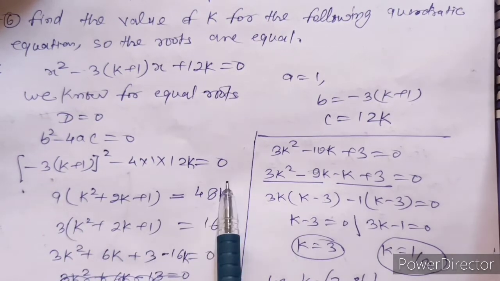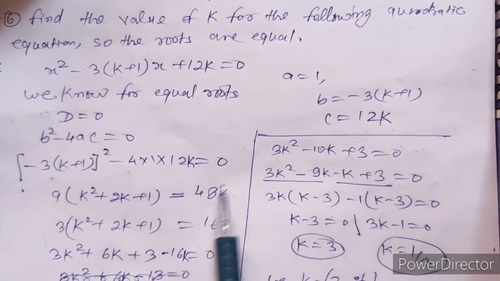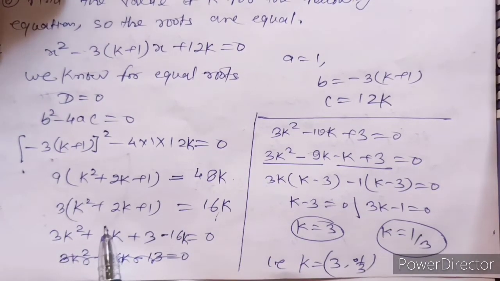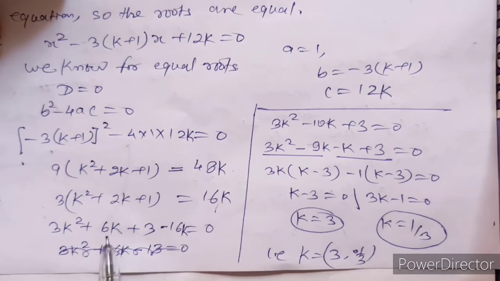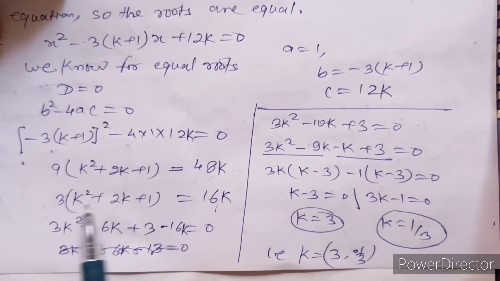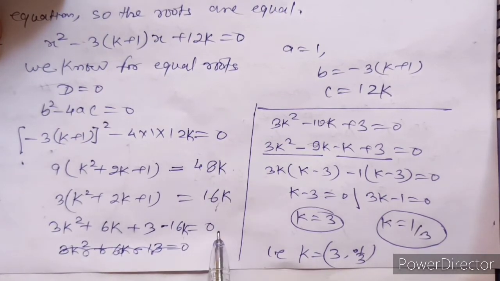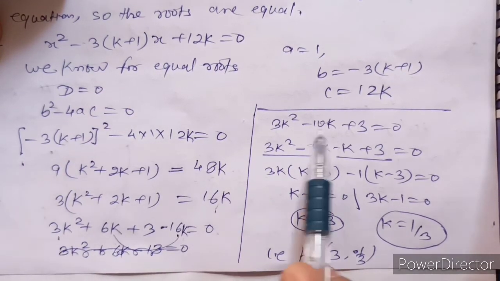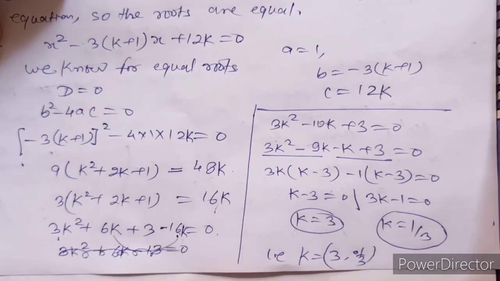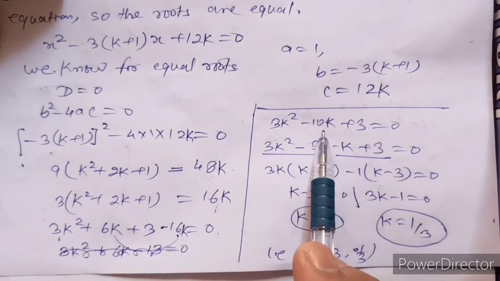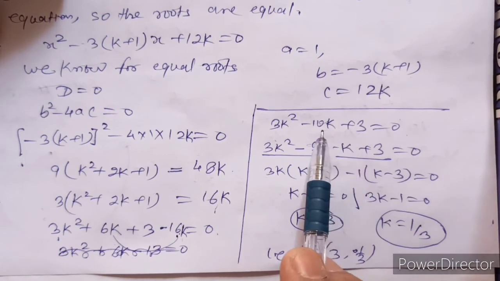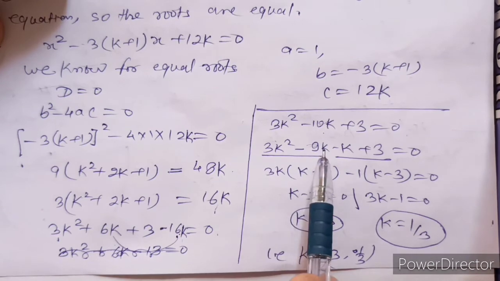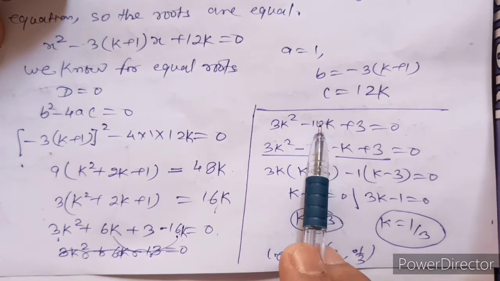And cancelling by 3, you get 3, and cancelling by 3 you get 16. After then you can multiply and you get 3k square plus 6k plus 3 minus 16k equals 0. You can solve for the values of k. 3k square plus 6 minus 16 is equal to minus 10k plus 3, and factorize: 3 times 3 is 9, which add up to 10. That means 9 and 1, 9 and 1 make 10.